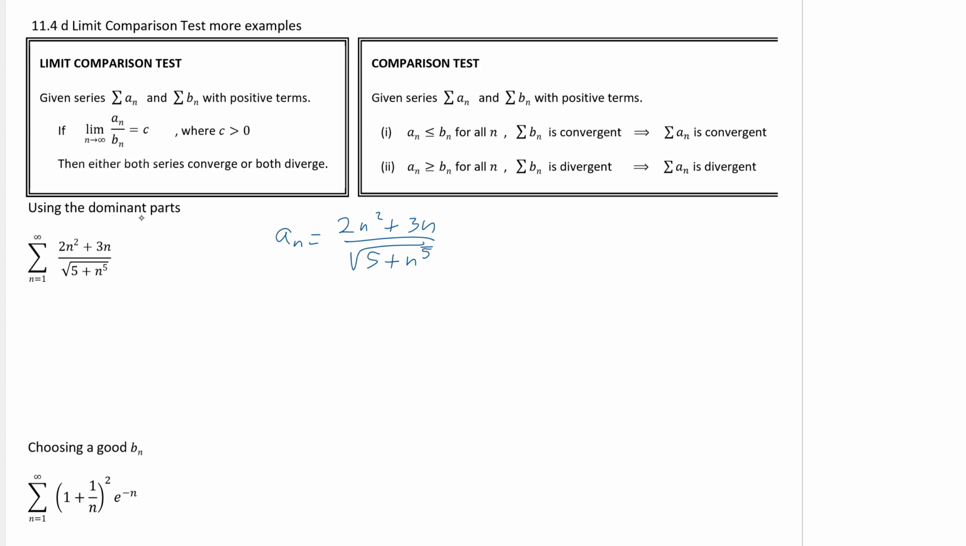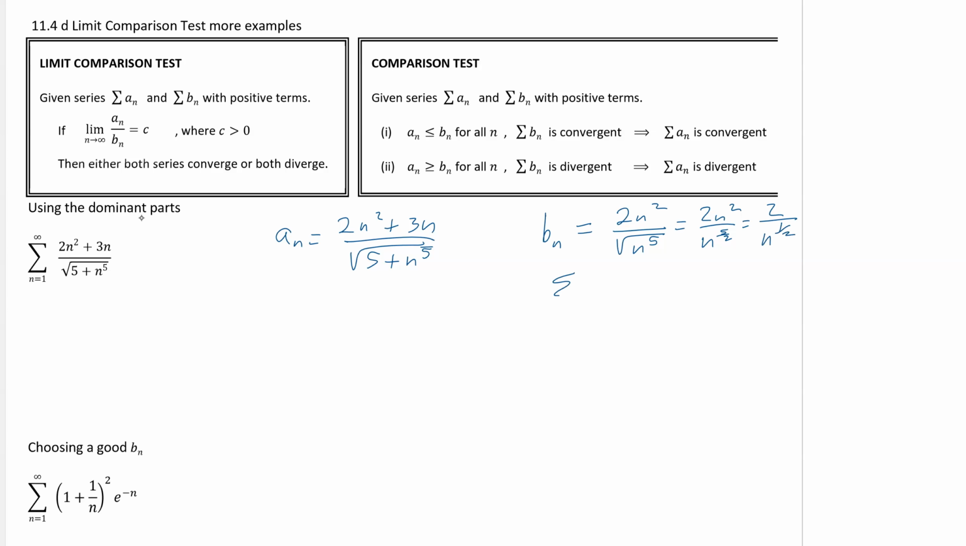And so the first thing to do when you try to pick out your b sub n to determine if it's convergent or divergent is you take the dominant parts. So on the numerator, that would be 2n squared. And then on the denominator, that would be the square root of n to the fifth. And then we simplify. And so this would be 2 over n to the 1/2.